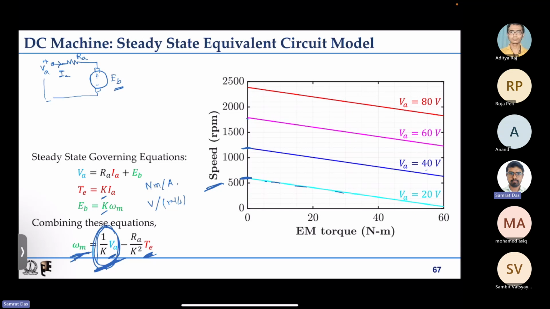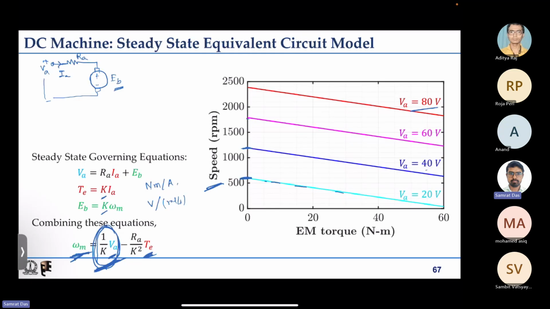So we will always have some maximum applicable armature voltage, and also we will have the maximum speed. Based on the maximum voltage that we are able to apply, there will be some maximum torque that can be generated out of this motor. So this is the steady state characteristic for a given motor with certain resistance and constants. So these are the electrical parameters.